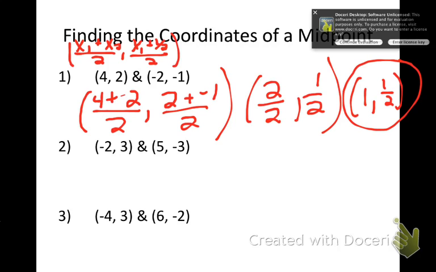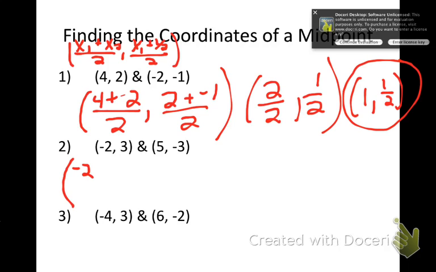Again, the biggest mistake students make is they would confuse and put the x with the y. Don't do that. Make sure you distinguish which ones are your x's, which ones are your y's. Number 2. Let's try this one here. I have -2, 3, and 5, -3. Well, what are my x values that I'm going to add together? Kendrick, what are the x values in that one? What did I say the biggest mistake was going to be? Mixing up the x and the y's, right?